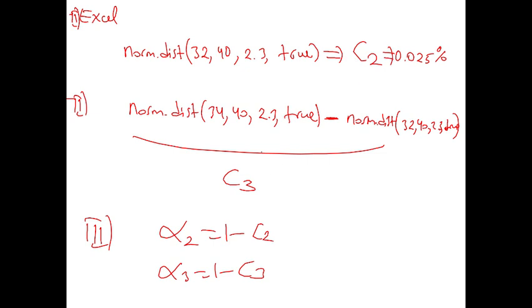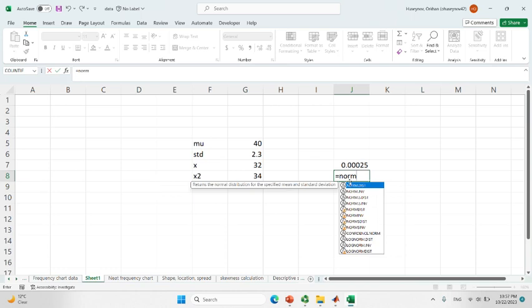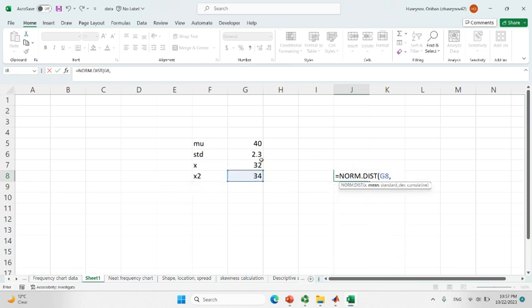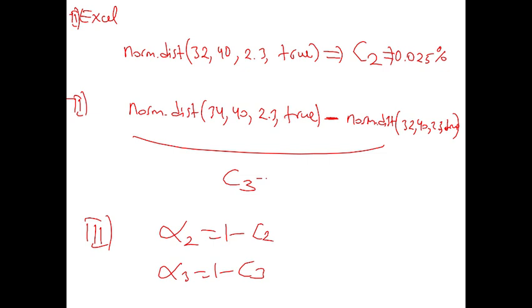Similarly here. Part C3 is to look for the parts that are between 34 and 32. So let me just do this formula. I will write the same formula, but here instead of 32 I will have 34. So the normal distribution, the x value is 34, the mean value is 40, the standard deviation is 2.3, and then true. This is up to 34 and this is up to 32, but it says in the range in between, so just this one minus that one. It means that it will be 0.429%.